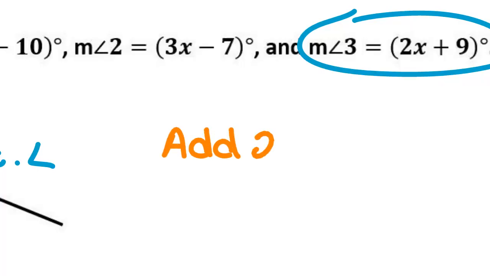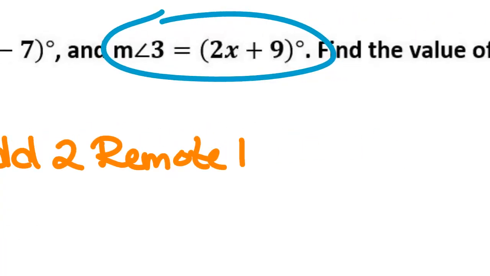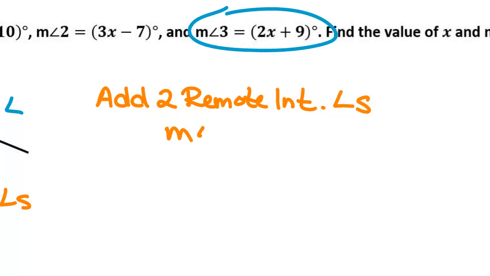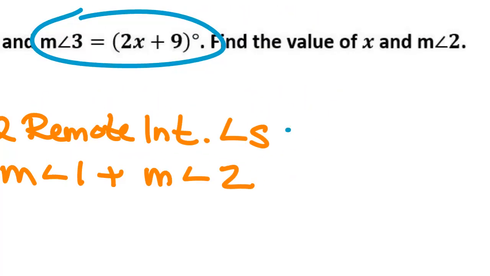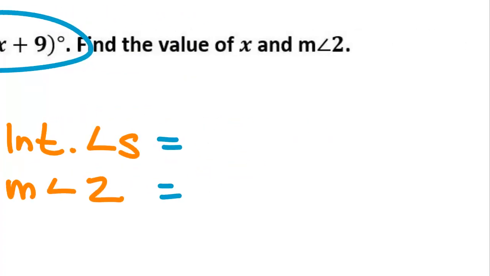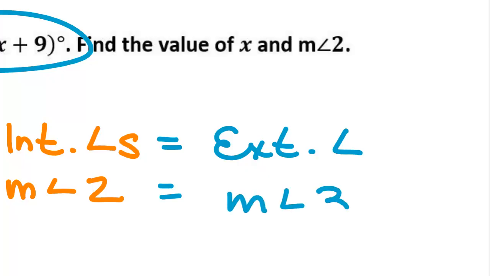So what do I do instead? Yes. Add the 2 remote interior angles together. So I'm going to add the measurement of angle 1 plus the measurement of angle 2. And I'm going to set it equal to what? The exterior angle, which is the measurement of angle 3.